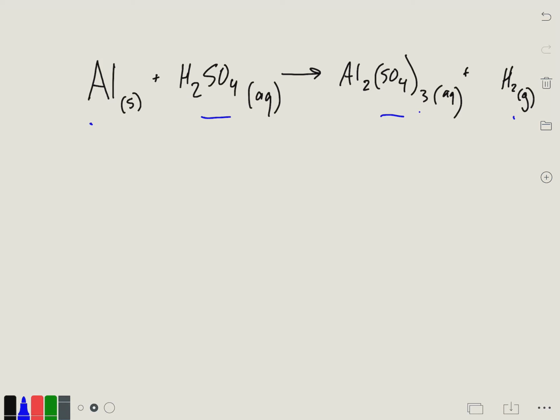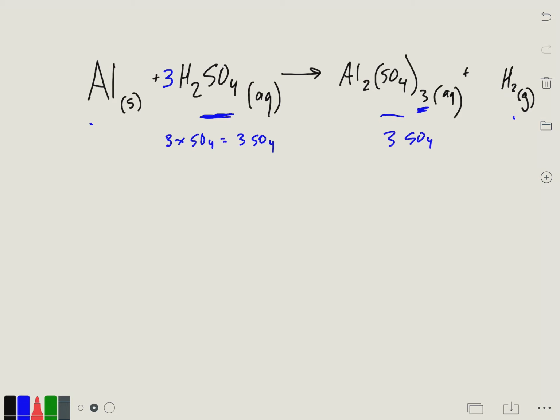Notice that I have 3 sulfates on one side and only 1 sulfate on the other side. So right off the bat, I know I need a 3 here, because that 3 times my sulfates will give me 3 SO4s. I guess I don't need to write all that little equation. And over here, I also have 3 SO4s.